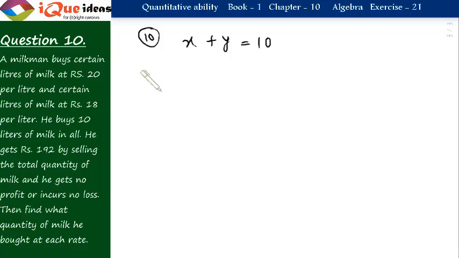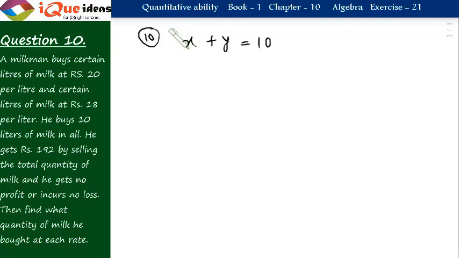Now the question says that he gets rupees 192 by selling the total quantity of milk, and he gets no profit or incurs no loss. That means the total price that he must receive is 192, and there is no profit, no loss. That means the total expenditure also should be 192. Now what was the expenditure?